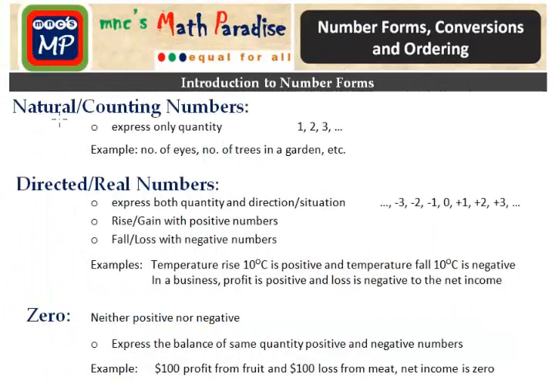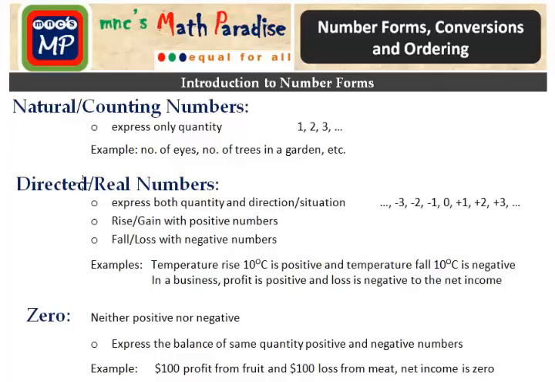Natural numbers, or alternatively counting numbers, express only the quantity, like 1, 2, 3, 4 in these kinds of whole numbers. Natural numbers or counting numbers are used to count or represent natural objects, like the number of eyes will be 2, or the number of trees in a garden will be a finite whole number. So these kinds of counting of natural objects will always give a whole number and a positive number. A natural number or counting number is used for that.